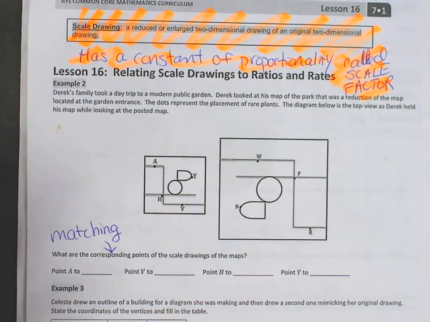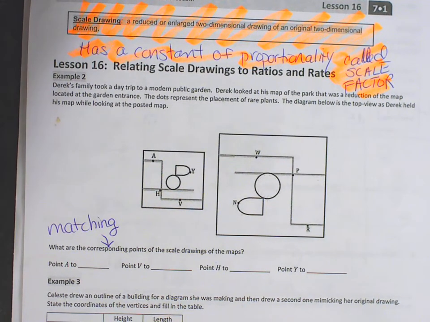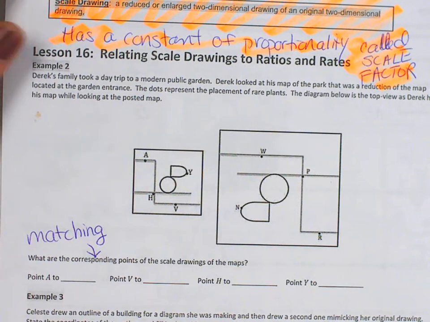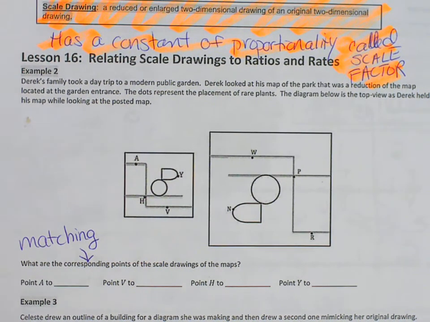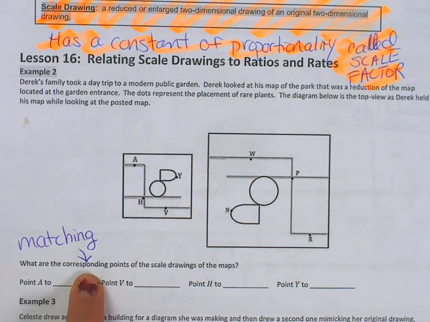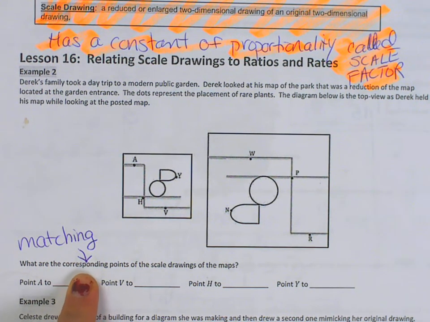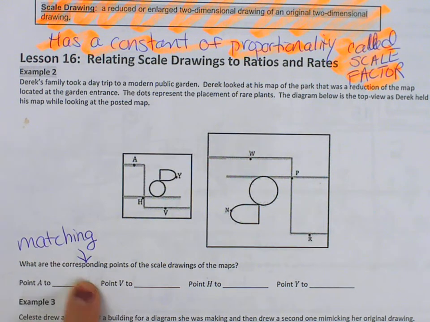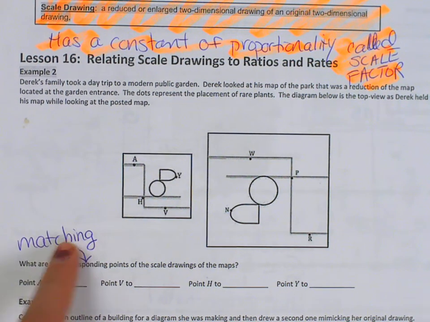So when I go to do this, instead of doing y divided by x, we're going to do the new measurement divided by the old measurement. So you need to know which sides correspond, and you need to know what that means, and it means matching. So write down that corresponding means matching.